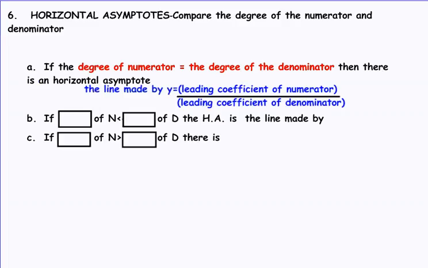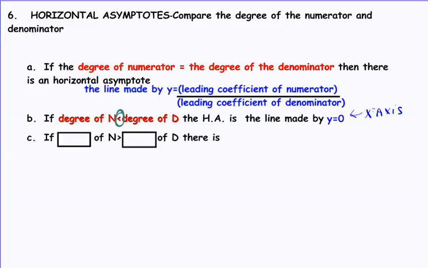All right, now, again, looking at the degree of the numerator versus the degree of the denominator. In this case, we're looking for less than, okay? If the degree of the numerator is less than the degree of the denominator, then the horizontal asymptote is made by the line y equals 0. This is the x-axis. Y equals 0 is the x-axis, okay?